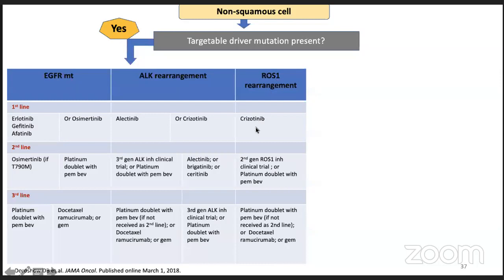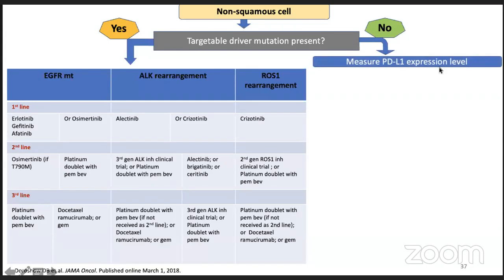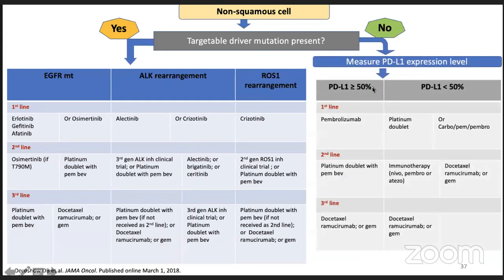And if this is ALK, we will go one by one, first, second, and third line. If there is no targetable mutation, then we will think about the PD-L1 expression. If we have PD-L1 expression more than 50%, then we will use immunotherapy like pembrolizumab, and we have atezolizumab now. If it is less than 50%, we'll start with chemo. For second line, we have chemotherapy like platinum doublet, and third line we have docetaxel, for example, in this setting. So this is in case of non-squamous.